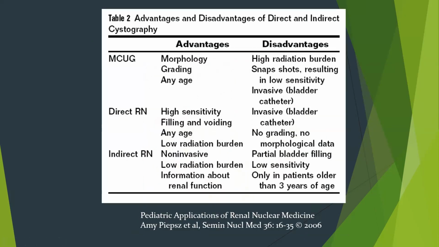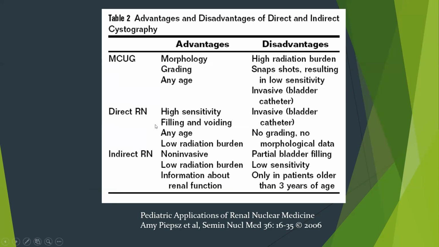So the advantages and disadvantages of direct and indirect cystography. The advantages of MCUR: we can see the morphology also, we can do grading, and we can do the study at any age. But it has a very high radiation burden, and these snapshots give a radiation burden to the gonads. Also the sensitivity is low, and it is a very invasive technique in which a bladder catheter is required.